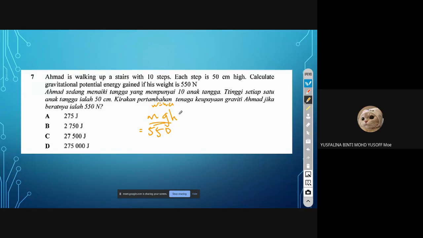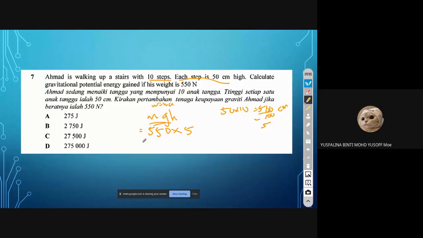For the height, Ahmad is walking 10 steps and each step is 50 cm. So 50 times 10, you got 500 cm. Then you have to remember, if we want to use this formula, the h must be in meter. So you just divide by 100, so you got 5 meter. Then just multiply by 5.